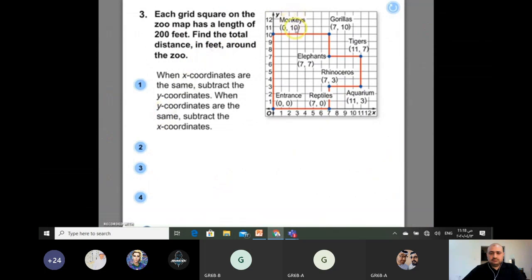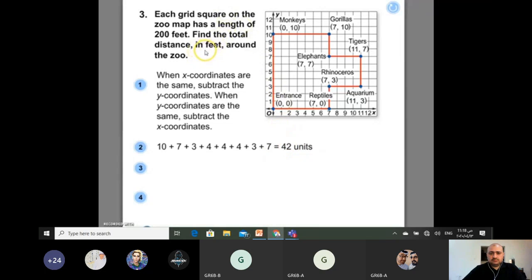We can find the difference between the 10 here and the 0 down here to figure out that this distance right here is 10. You can count over here to find 7 here, 3 here. This distance would be 4, and you can do that for all of them. Once you label all of your sides, you're going to go ahead and add them all up. If you add it correctly, we get 42 units. And that's our perimeter. But the question is in feet.